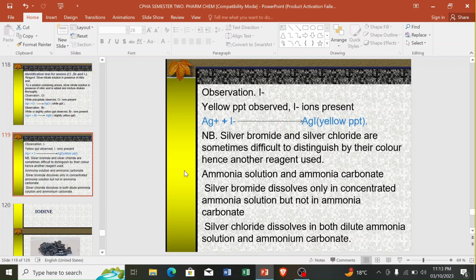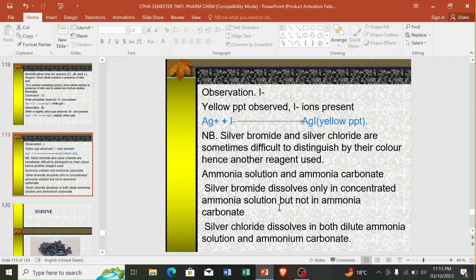Let's now observe the iodide ions. We have a yellow precipitate observed, iodide ions present. Silver plus iodide, we have silver iodide. Silver bromide and silver chloride are sometimes difficult to distinguish by their color, hence another reagent is used, ammonia solution and ammonium carbonate.